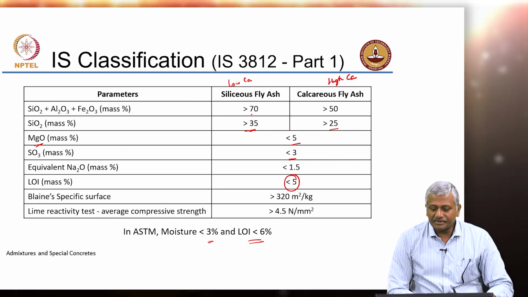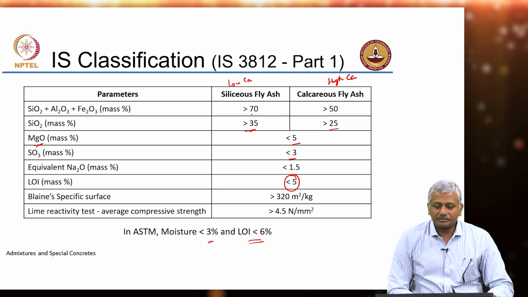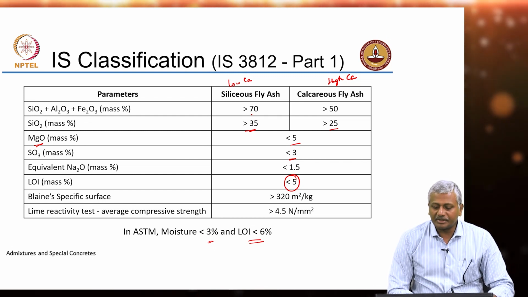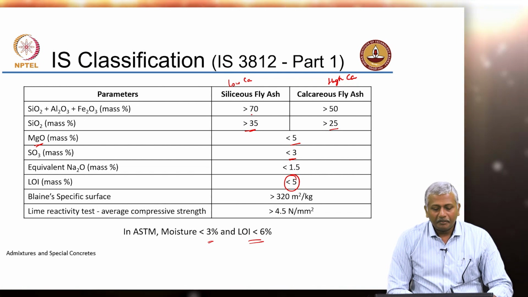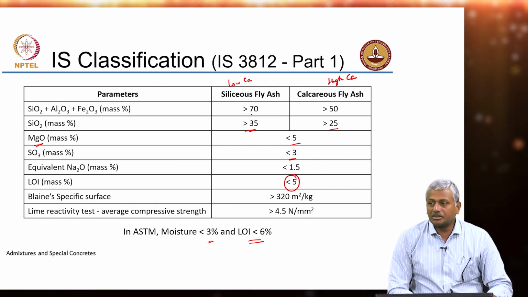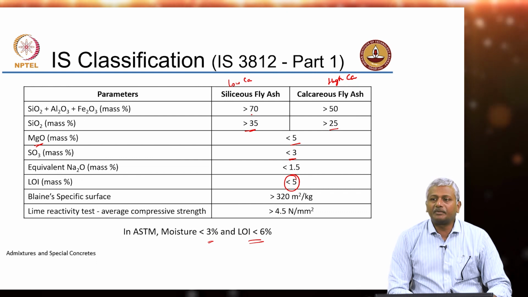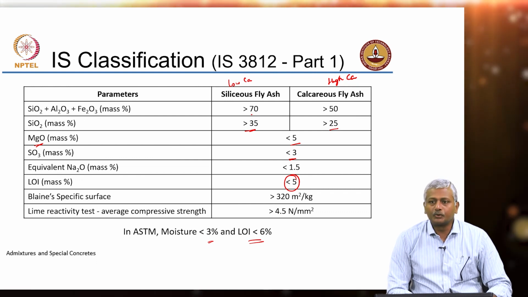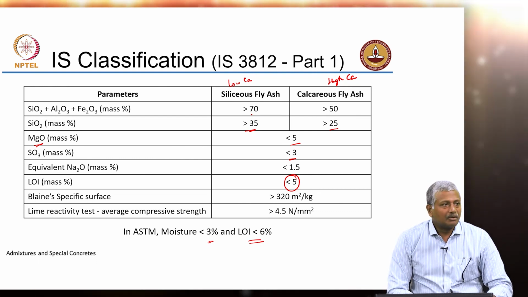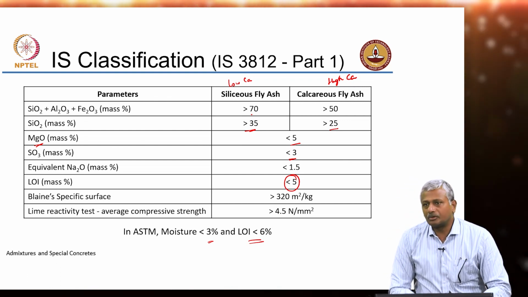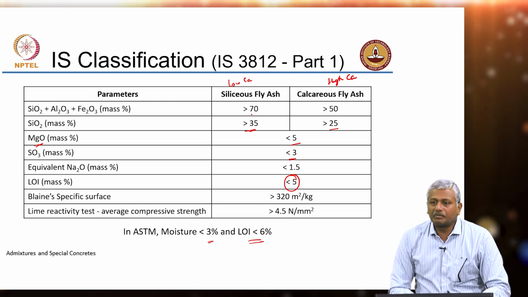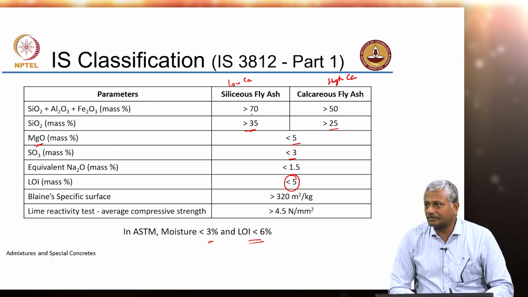Blaine specific surface, now here this is a little bit of a concern. It says greater than 320 square meters per kilogram, but this is a condition that is not always satisfied by most fly ashes that we use directly in concrete. For cement manufacture, the fly ash is brought to this level, but not for use in concrete, because there is no way to exactly check this very carefully.